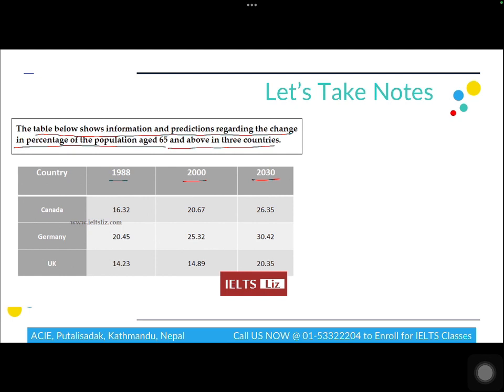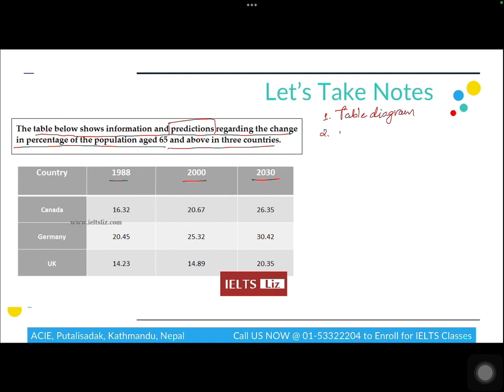The first thing is it's a table diagram, right? Then let us rephrase the question, and because the information has been given in percentage and we also have predictions, meaning forecast or an expected percentage of people has also been given in the table, so you must also note such kind of future data if that has been given in the question.